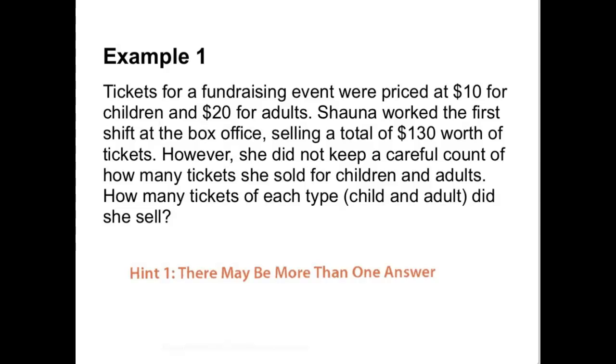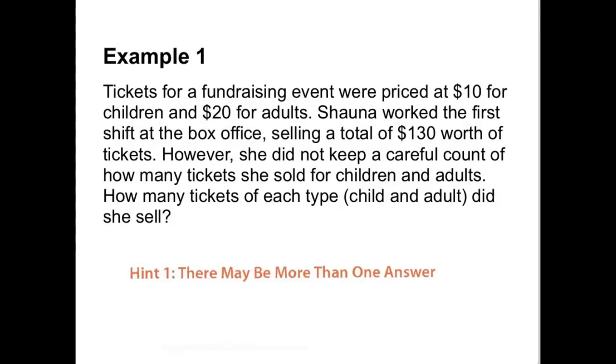All right, so this one's pretty straightforward. This one's not super riddle-like. Pretty straightforward, but maybe not typically an easy word problem. So I have tickets for a fundraising event that are priced at $10 for children, $20 for adults. Shauna worked the first shift at a box office, selling a total of $130 worth of tickets. However, she did not keep a careful count of how many tickets she sold for children and adults. How many tickets of each type did she sell?